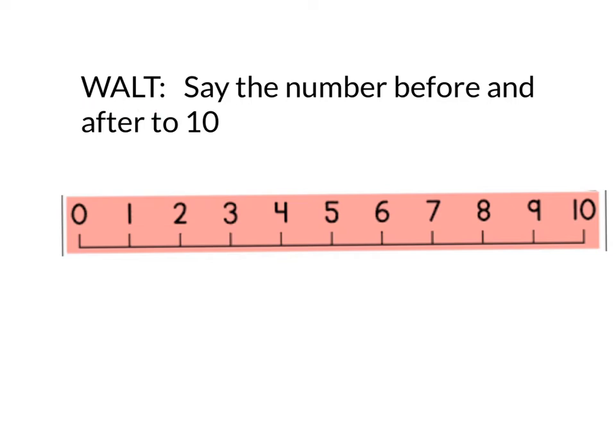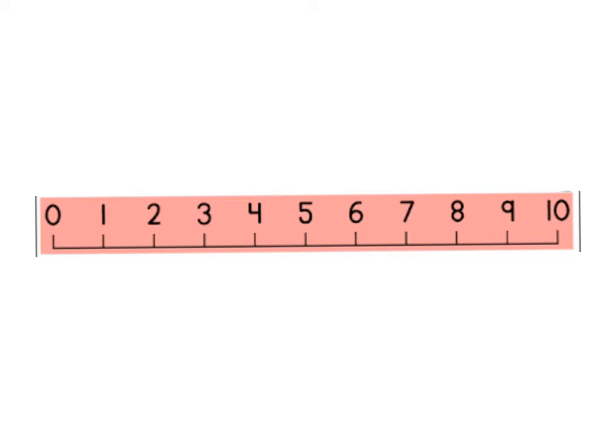We are learning to say the number before and after to 10. Practice counting forwards with me. 0, 1, 2, 3, 4, 5, 6, 7, 8, 9, 10. Let's do that again. 0, 1, 2, 3, 4, 5, 6, 7, 8, 9, 10.